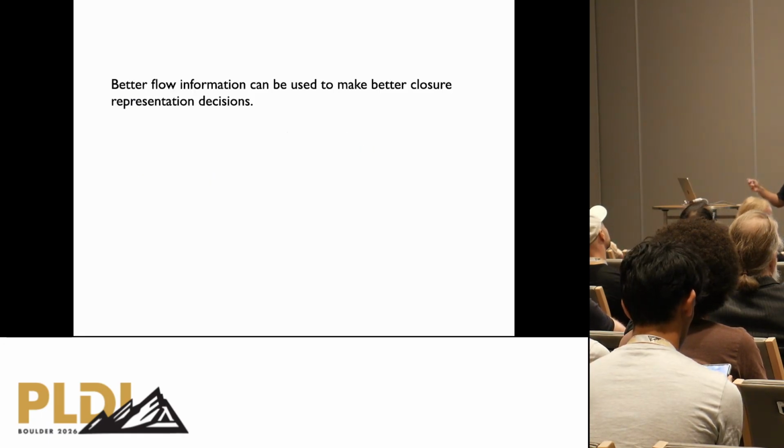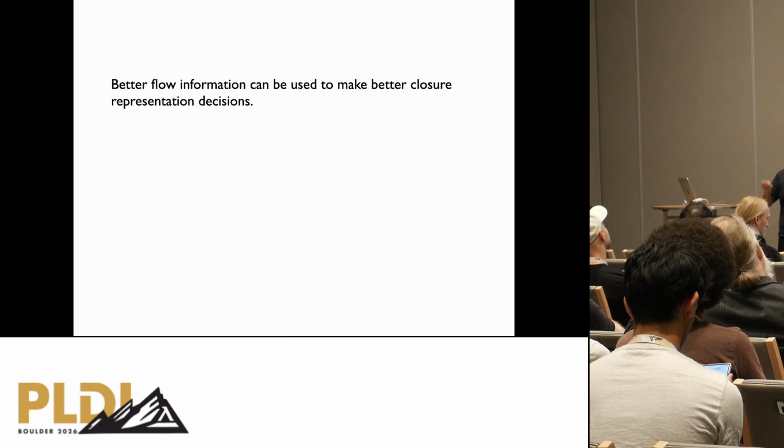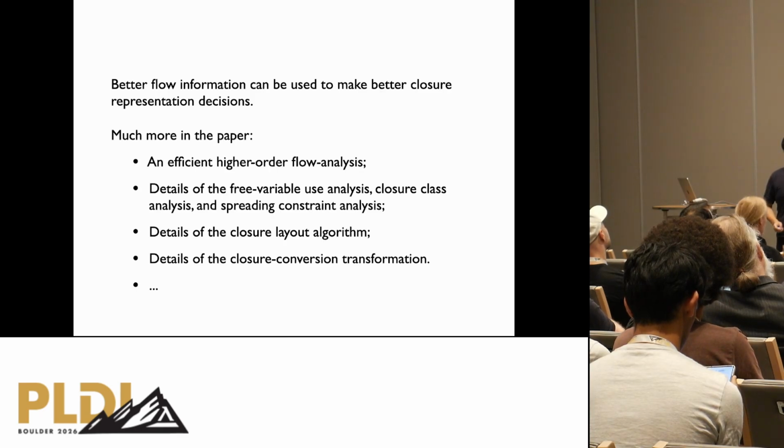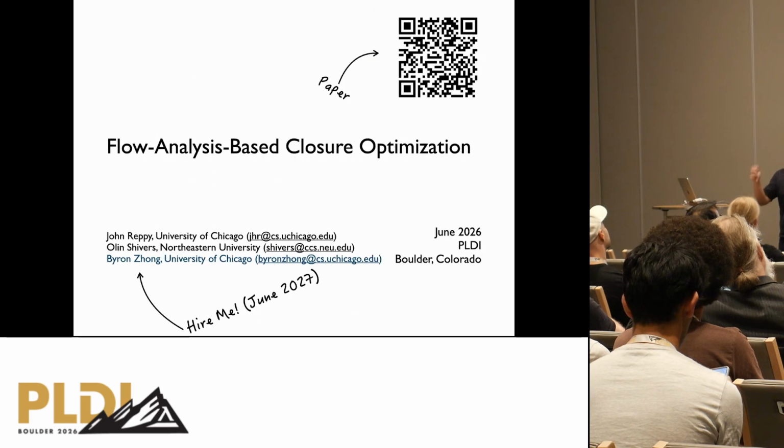The main takeaway is that better flow information can be used to make better closure representation decisions, as we've shown here. There's a lot more in the paper, and the artifacts are available. And with that, I'm happy to take questions.